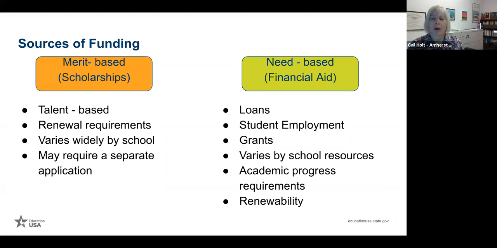These are grant and gift money that does not need to be repaid, that is based on a student's academics, their talent. It could be various forms of talent. In addition to academics, there could be musical talent or athletic talent sometimes. But it's offered to a student based on criteria that are not specifically financial.